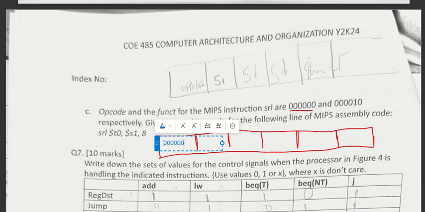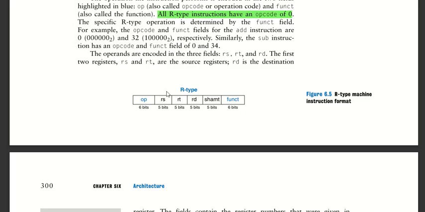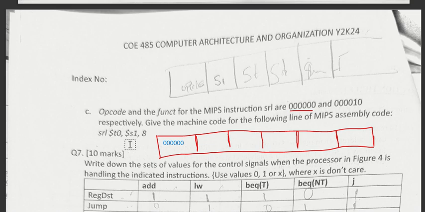Then the next part is the register source one. Now be careful, don't get confused. According to the diagram, the register source one comes before the register source two, right? Before the destination. But in the instruction, they specify the destination first before source one and source two, right?